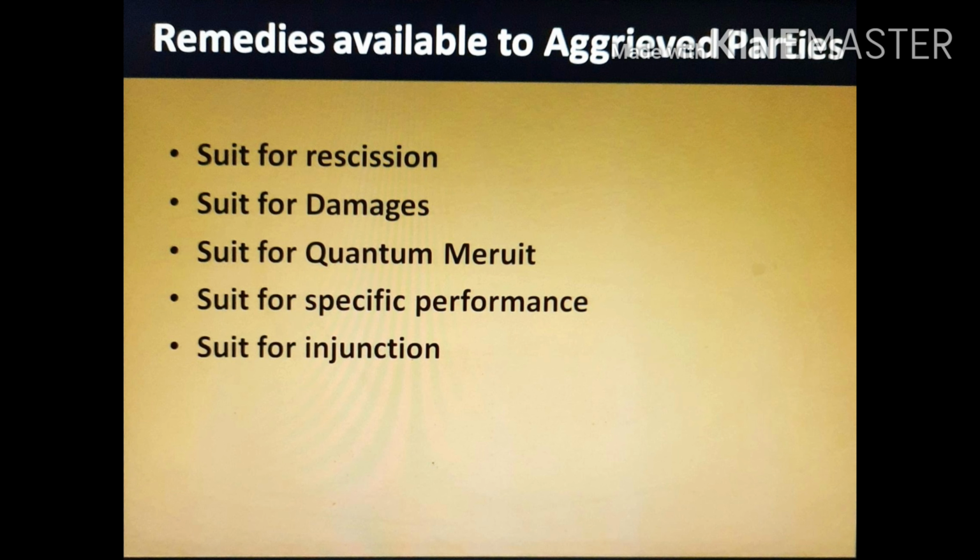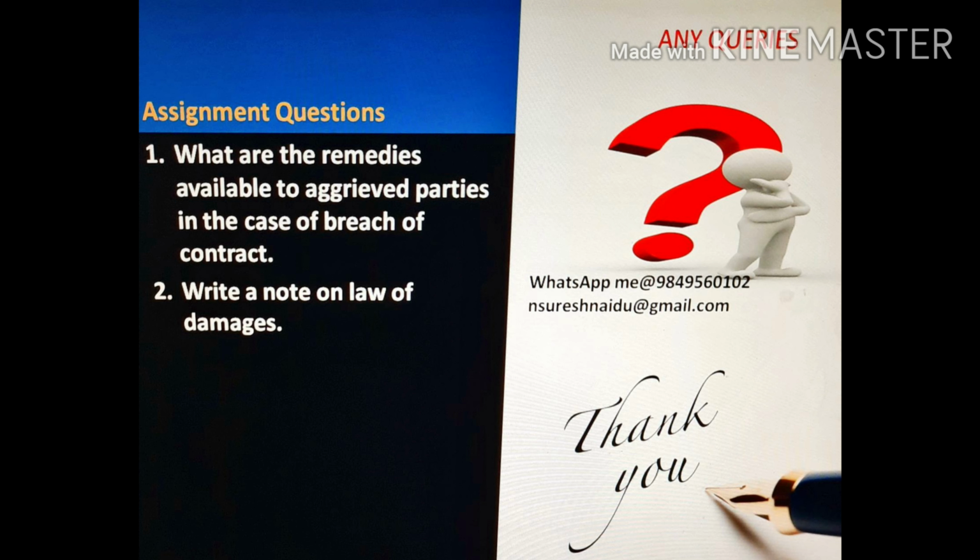So see you in the next series of video lectures with another set of topics or another subject. For the time being, please do attempt these assignment questions. The first assignment of the last chapter of the first series: what are the remedies available to aggrieved parties in the case of breach of contract? Second question: write a note on law of damages. Please do remember, whenever you write any note on law of damages, you must scrupulously bring Hadley versus Baxendale and Simpson versus London and North Western Railway Company cases into discussion, because they are the benchmark cases based on which Section 73 of the Indian Contract Act has been inserted into the law, right?